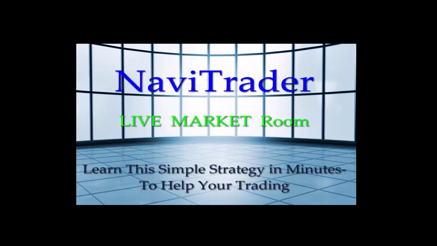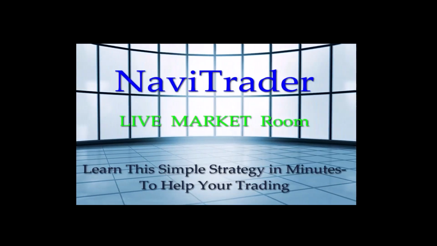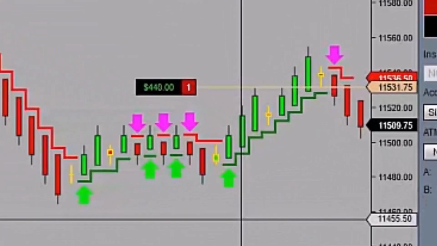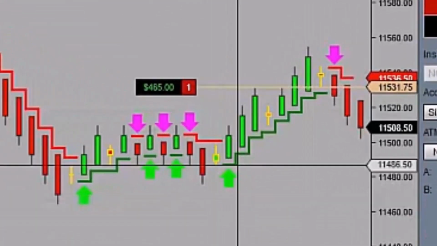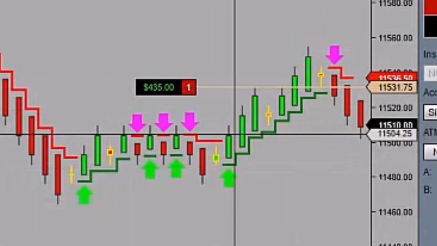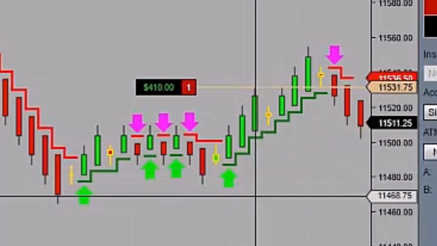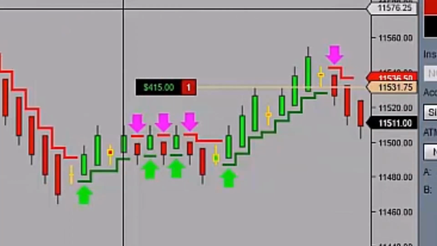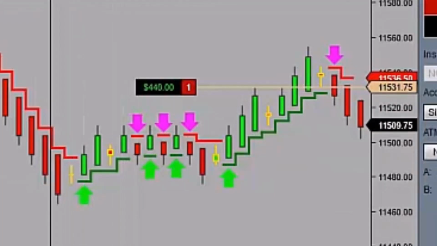This afternoon I'm going to show you a very, very simple strategy that you can learn in about 5 minutes. I'm going to show you an ultra simple strategy here today that you'll be able to learn almost immediately. All right, so this chart is a NASDAQ chart, and this is running in the NinjaTrader platform.